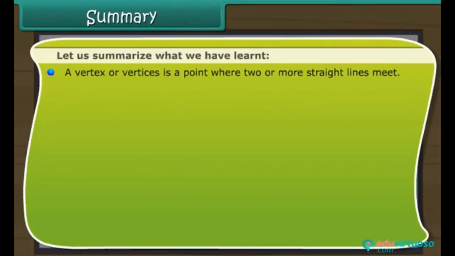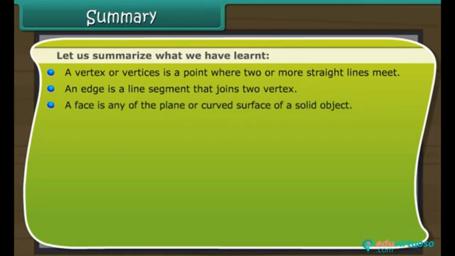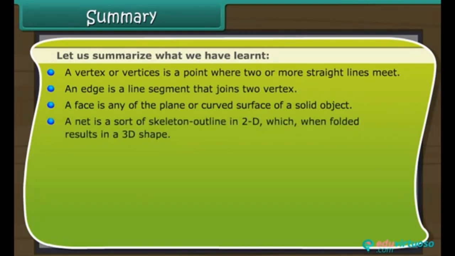A vertex or vertices is a point where two or more straight lines meet. An edge is a line segment that joins two vertices. A face is any of the plane or curved surface of a solid object. A net is a sort of skeleton outline in 2D, which, when folded, results in a 3D shape.